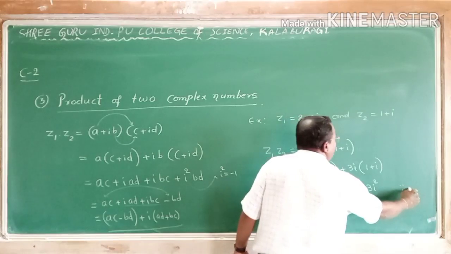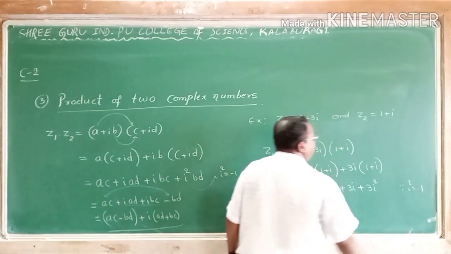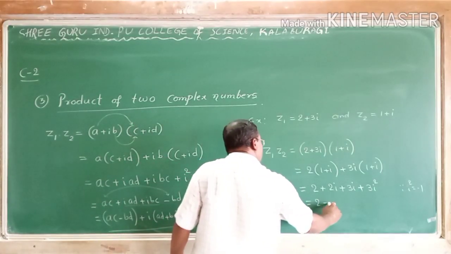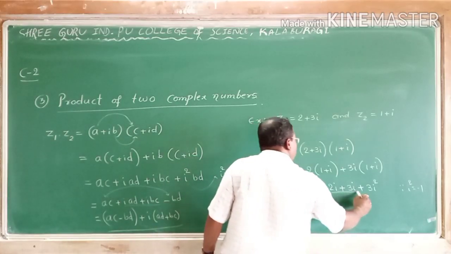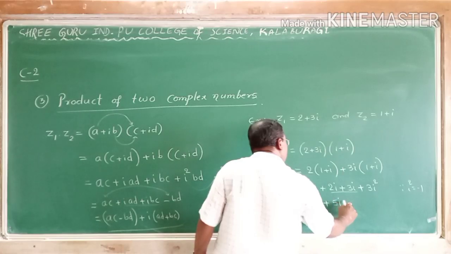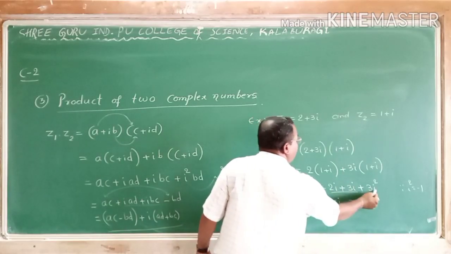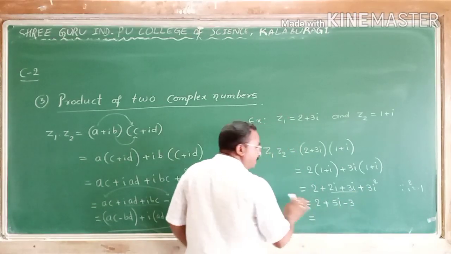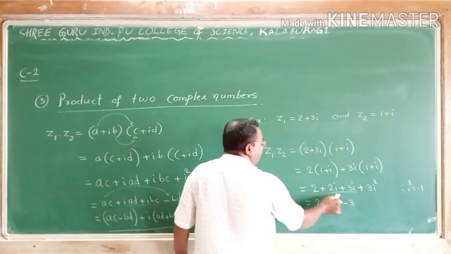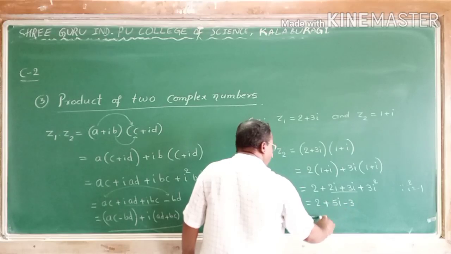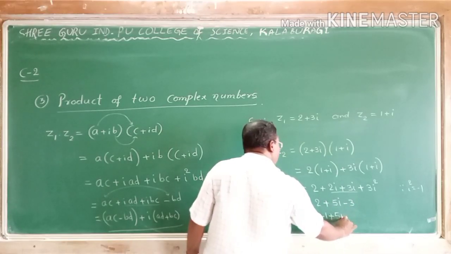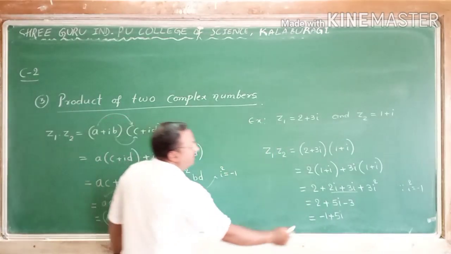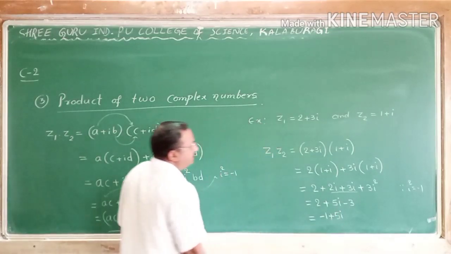Here the i squared value is always minus 1. So we have 2, plus 2i plus 3i, total 5i, minus 3, because the i squared value is minus 1. Real part separate, imaginary part separate. This is imaginary, these two are real. 2 minus 3 is minus 1, plus 5i. This is a complex number. Any doubt?